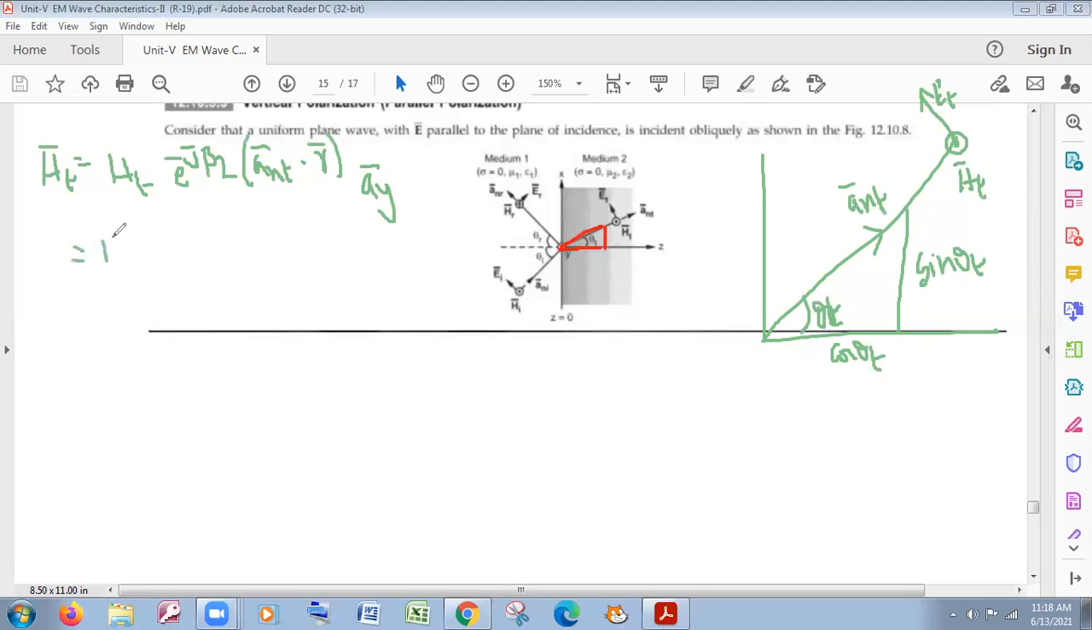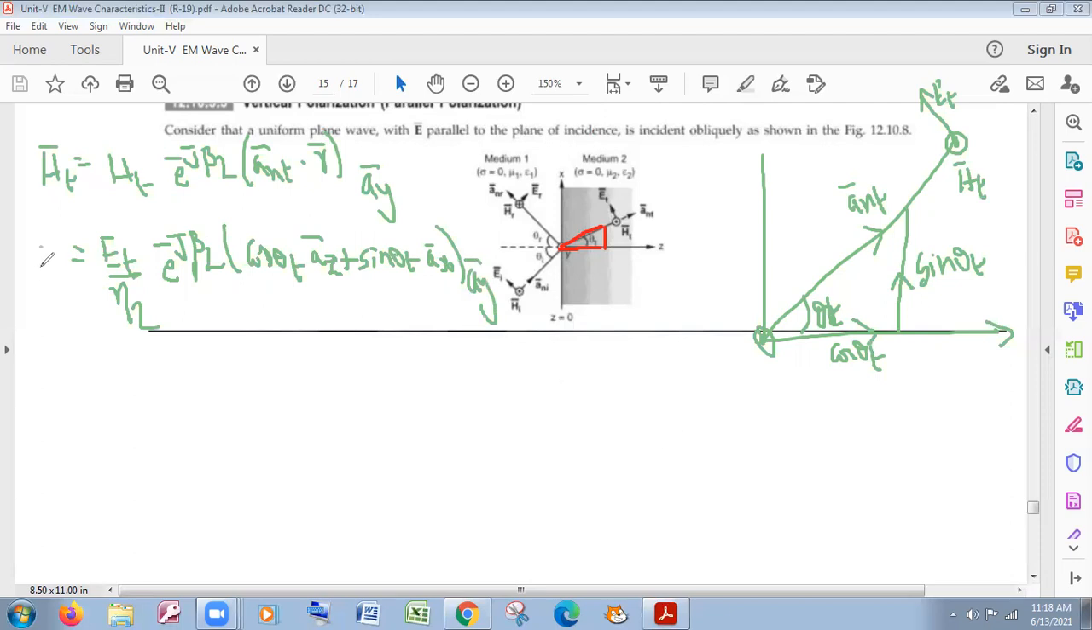Now the HT in terms of the ET is ET by the eta 2. Since it is in medium 2, e power minus j beta 2 ANT bar. From this right angle triangle, it starts from here itself, traveling in this direction. Both are in the positive only. So cos theta t AZ bar plus sin theta t AX bar into AY bar. Okay, HT bar is equal. Similarly, the ET bar is equal to.